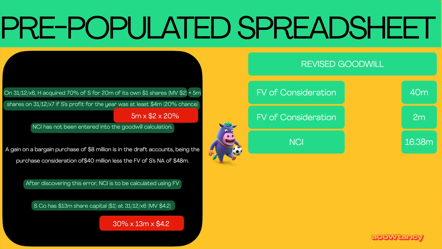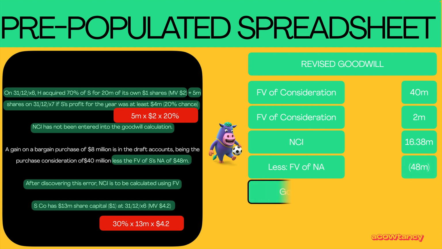Now we've got to put that in. Less the fair value of net assets. It tells me the fair value of net assets is 48. So we know that goodwill should be 10.38.